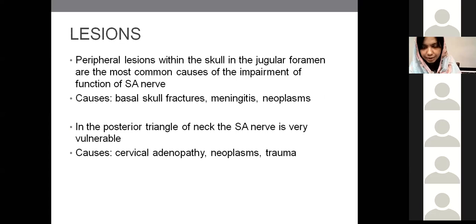Now the lesions. Peripheral lesions within the skull and in the jugular foramen are the most common causes of impairment of the function of the spinal accessory nerve. Causes include basal skull fractures, meningitis, and neoplasms, right? In the posterior triangle of the neck, the spinal accessory is very vulnerable, and the causes include cervical adenopathy, neoplasms, and trauma.